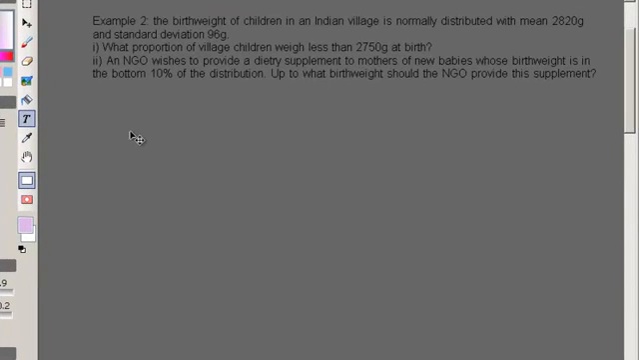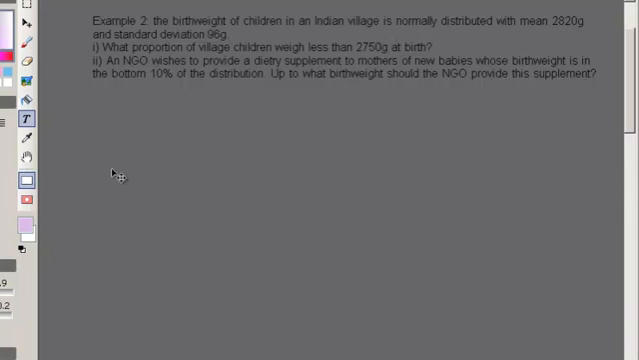Here is another example using z-scores. In this example we have the birth weight of children in an Indian village is normally distributed with this mean and this standard deviation. And the first question is, what proportion of the village children weigh less than this much? Now because this is less than the mean, you're going to expect that our answer will be under 50%. But to see exactly what percentage it's going to be, we need to use z-scores.